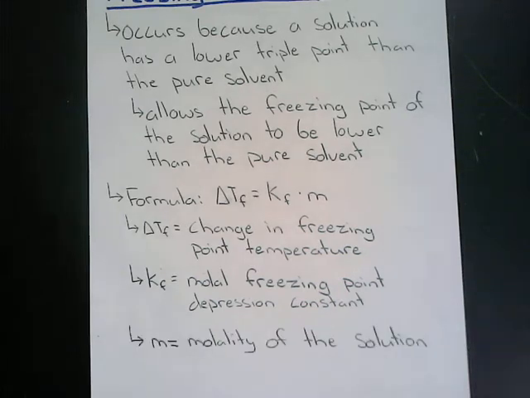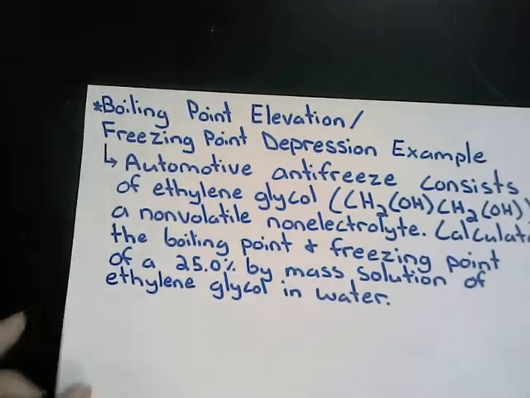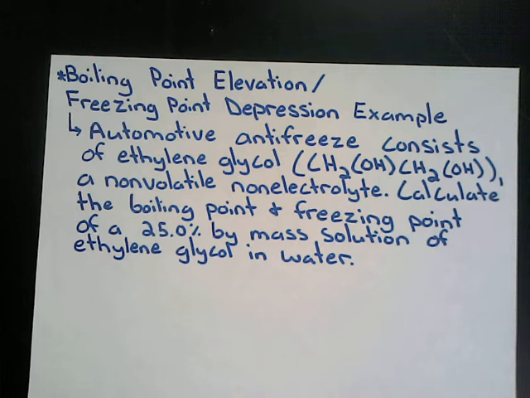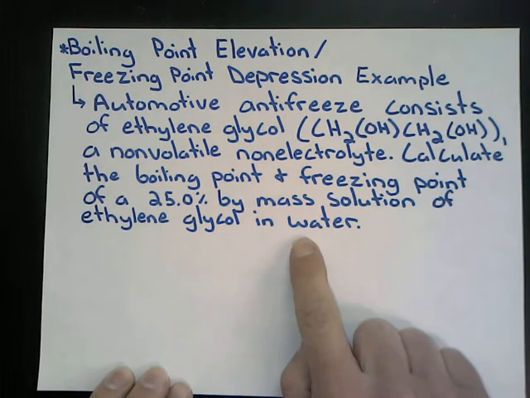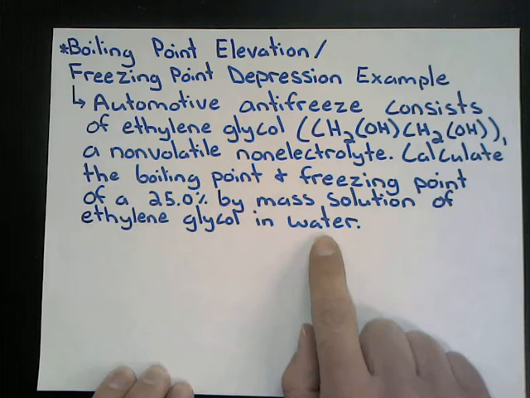Okay, so let's put our knowledge of the boiling point elevation and freezing point depression formulas to the test here. What we have here is automotive antifreeze, also known in the chemistry world as ethylene glycol. Now, ethylene glycol is a non-volatile, non-electrolyte, and we want to calculate the boiling point and freezing point of a 25% by mass solution of ethylene glycol. And it is dissolved in water. Water is very important in this particular problem.